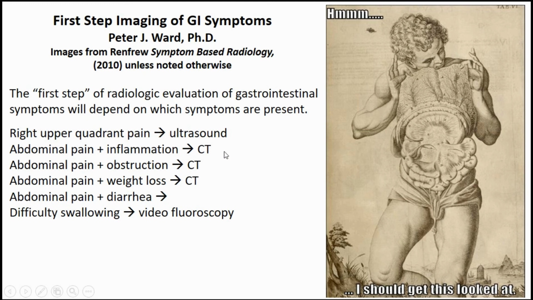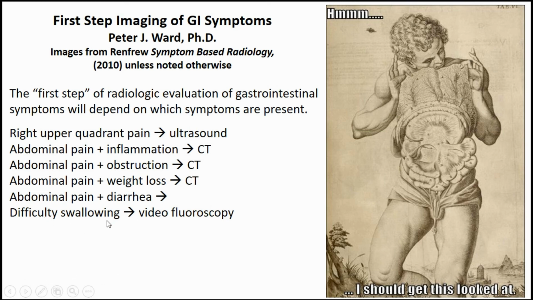Abdominal pain plus inflammation, you might want to get a CT scan for that, as you would for obstruction, lack of bowel movements. Abdominal pain and weight loss, that's going to be indicative possibly of a malignancy or cancer, and that's going to be CT. Abdominal pain and diarrhea, actually a little bit unclear there because you're going to have a little bit of info regardless of the imaging modality first. You're probably going to try some other treatments ahead of time.